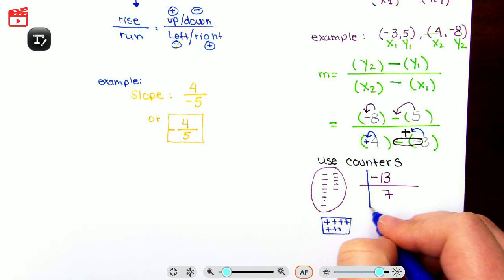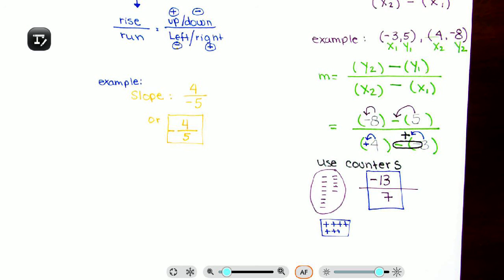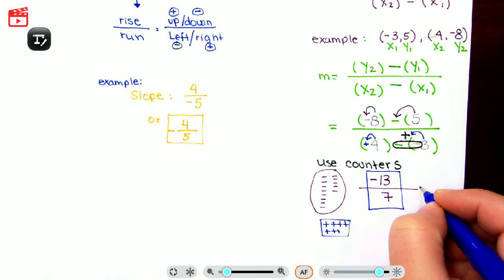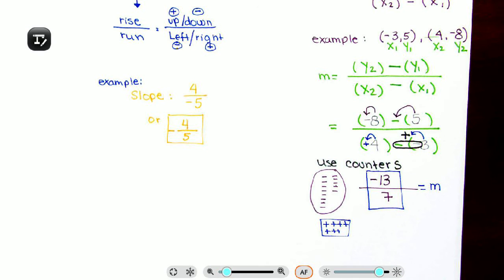If you can simplify this fraction, go ahead and do it. If you cannot, just leave it. Don't convert it, just keep it. So then this right here is our slope, and we identify that as a lowercase m, okay? Those are two different ways to find slope.